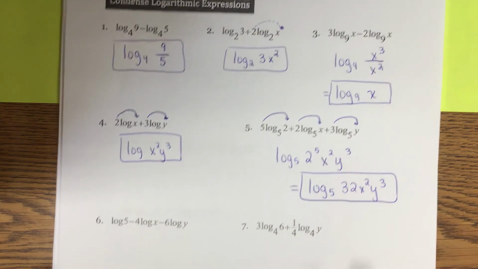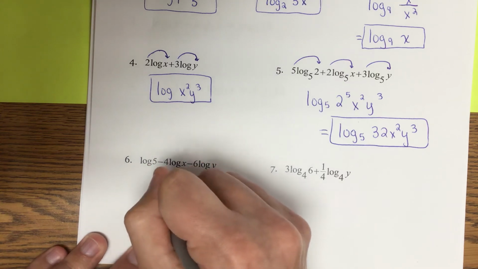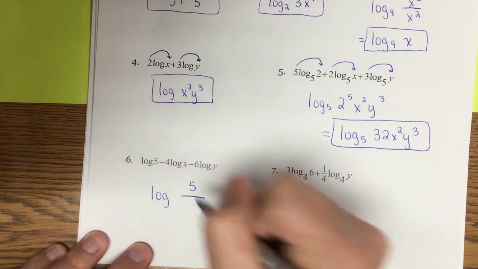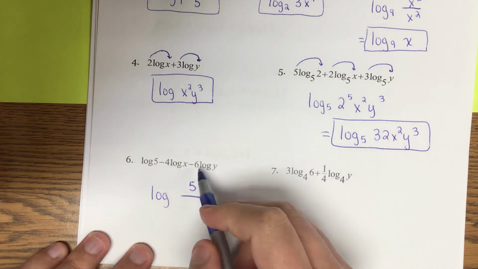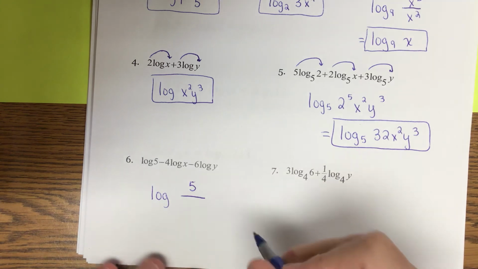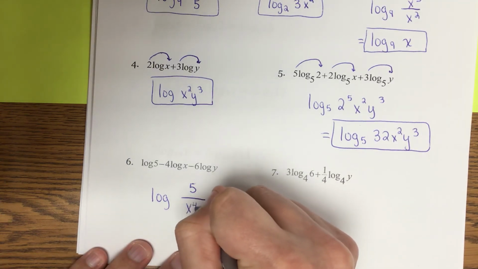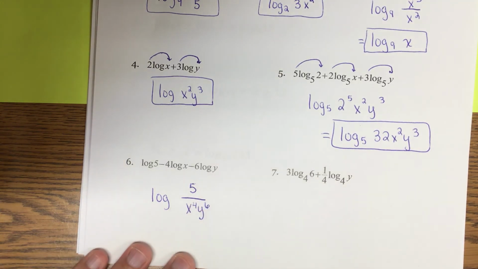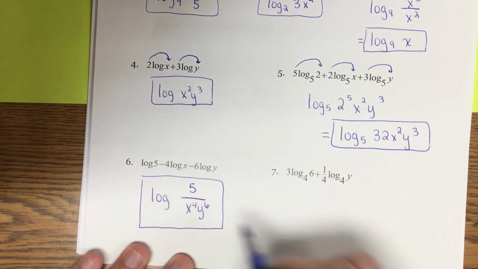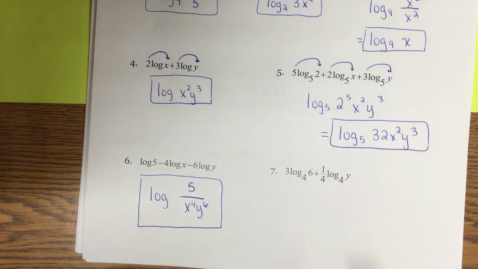A couple more here. Number 6, log, fraction. In the numerator, it's just 5, but notice there's 2 subtraction signs here. Anything with a subtraction sign out front ends up in the denominator. So this is x to the 4th, y to the 6th, and the denominator. So be very careful on that. The y to the 6th should be in the denominator.